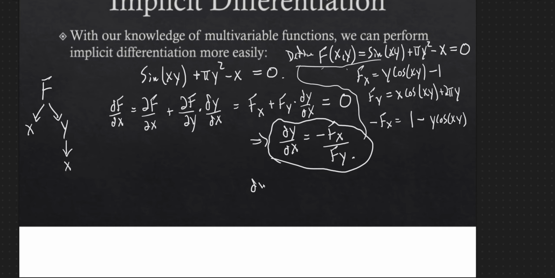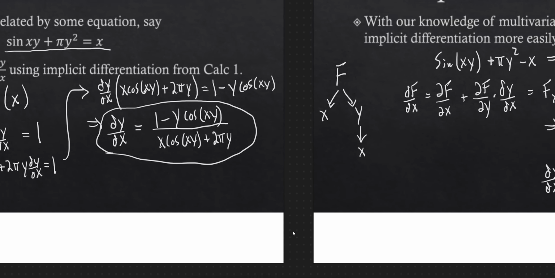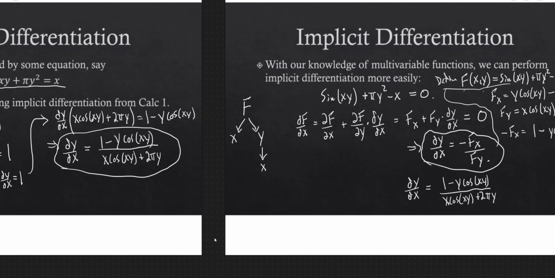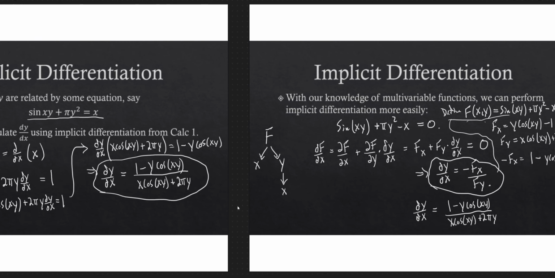And finally, dy dx. So now we have all of our bits and pieces. Let's combine them according to this formula. So we'll have 1 minus y cosine xy over fy, x cosine xy plus 2 pi y. Well, let's see. Did that work out? Compare the two. Yep. That works out. So that's pretty cool. In general, I think it's a lot easier formula for dy dx for implicit differentiation. It's a pretty cool little trick now that we have partial derivatives.